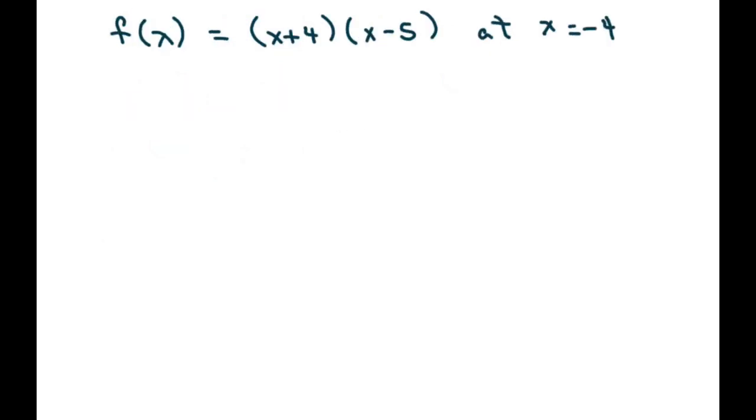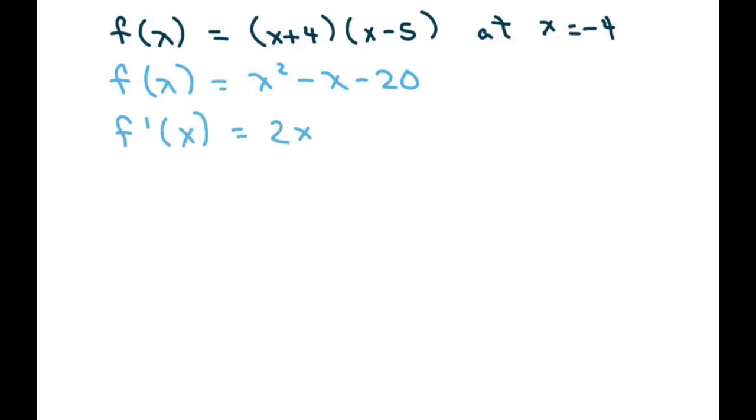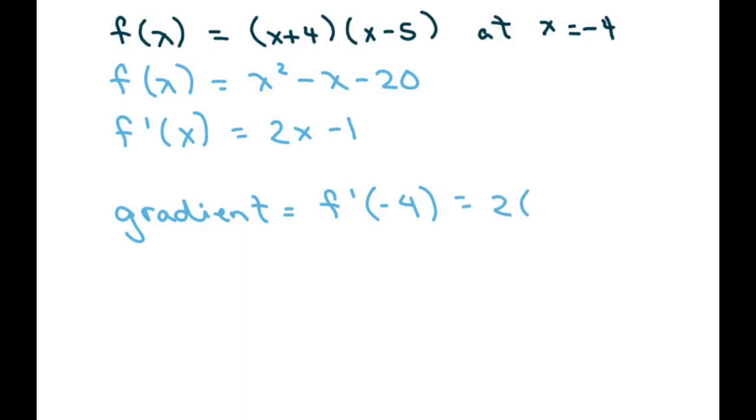We have 2 more. First thing I'm going to do is go ahead and condense my factors here and write this as x squared minus x minus 20. Then go ahead and take my derivative, which is 2x minus 1. And then for my gradient, that's going to be my derivative at -4, which equals 2 times -4 minus 1, and that equals -9.